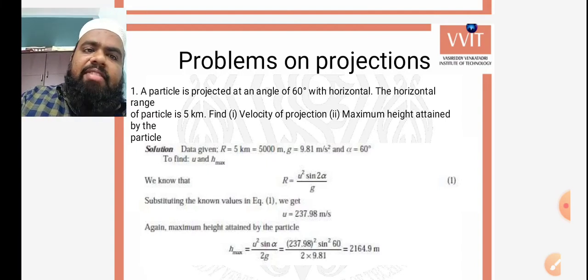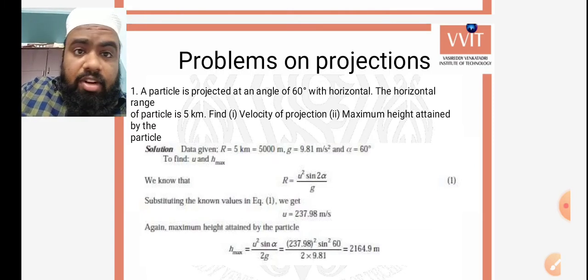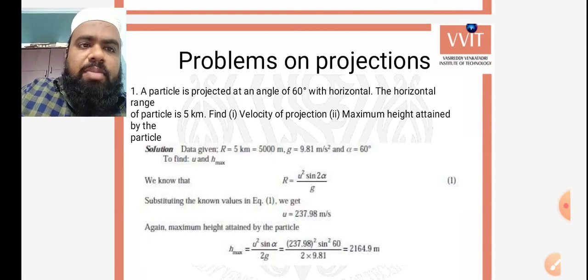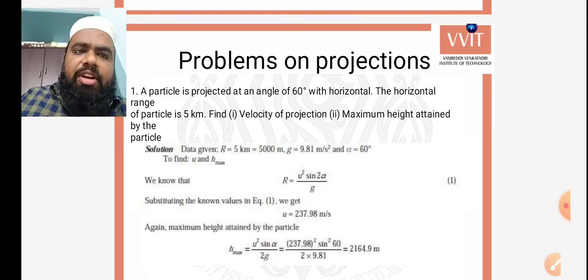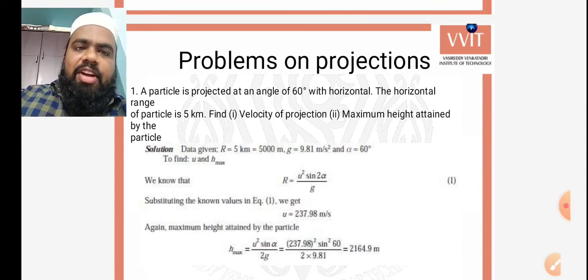So solution: data given, R is equal to 5 kilometers. We have to convert the kilometers into meters. That is nothing but 1 kilometer is equal to 1000 meters. So 5000 meters. Gravity g is equal to 9.81 meter per second square, and alpha is equal to 60 degrees, and we have to find out u and h max.